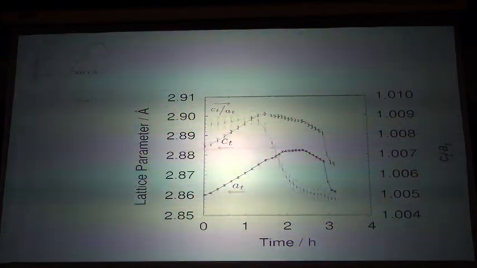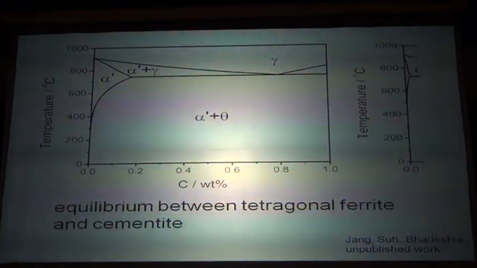Now again, we had quite a lot of trouble publishing this paper, but it got published, and then people started looking at their own data more carefully. And sure enough, now, when they reanalyze data assuming cubic ferrite, they find that they have tetragonality. And one of these examples I'll show you now. Supposing now we look at the equilibrium between tetragonal ferrite and cementite. Again, we find that the solubility of carbon in ferrite is increased with respect to cementite.